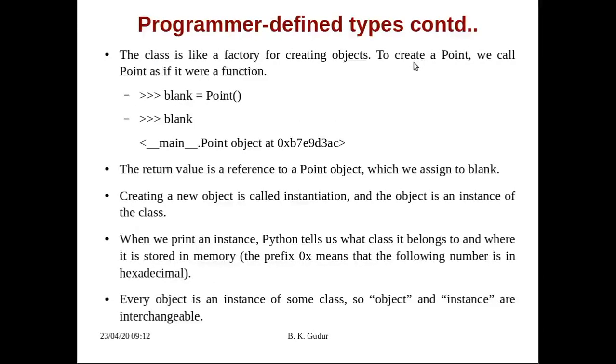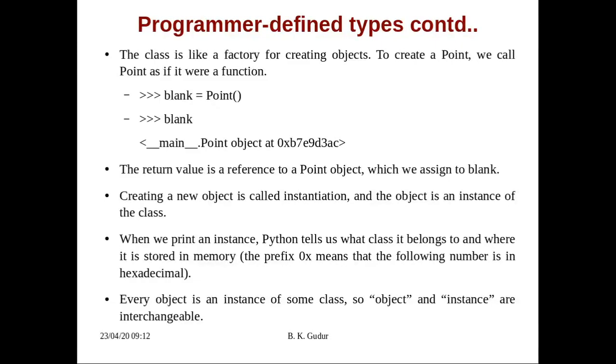A class is like a factory for creating objects. To create a point, we call Point as if it's a function. For example, if I want to create an object, you can consider a class as some template, and using that template we can create any number of objects. Means we can consider a class as a factory for creating objects, and any object can be created just by using the name of that class.